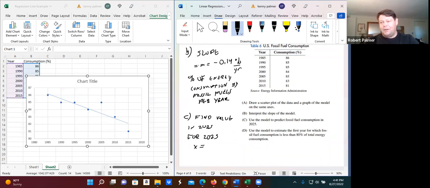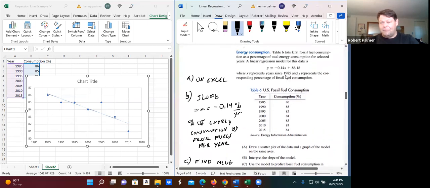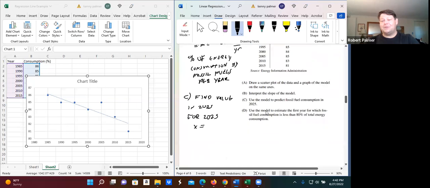X is going to be... 1985. Basically, 1985 is our year 0. Then this is going to be 40 years after that. So 2025 is going to be X equals 40. Okay, let's plug that in.